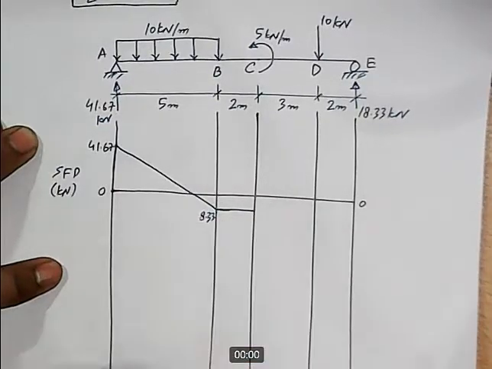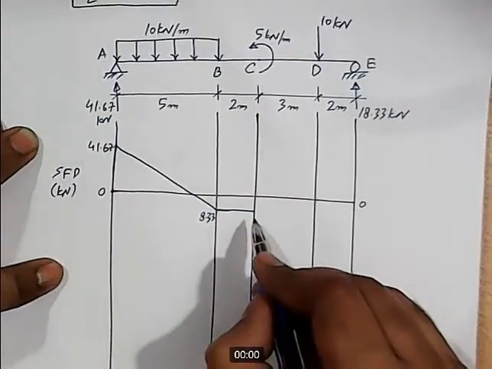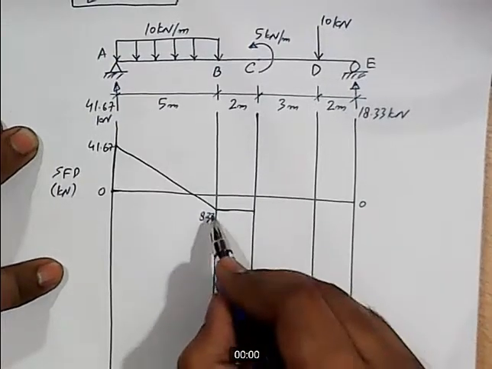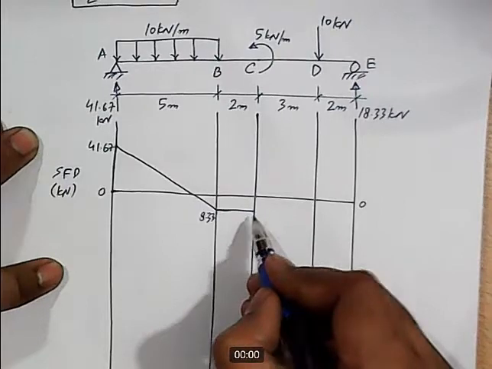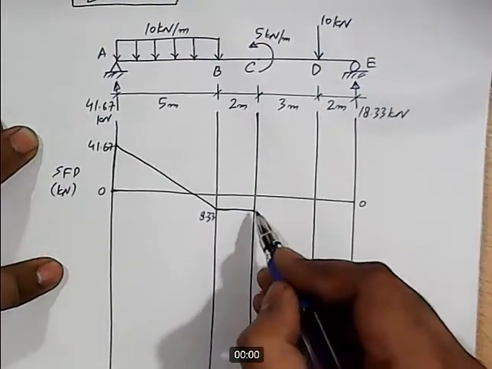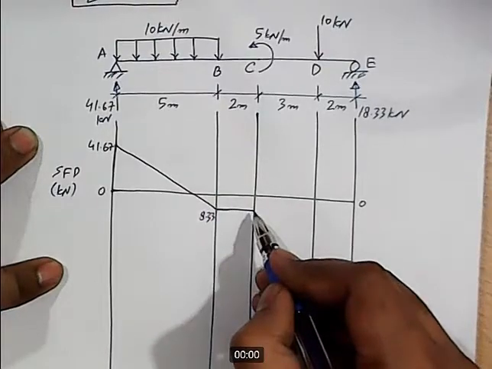Go straight, 8.33. Whenever you have a 0 degree line, it is not mandatory to write down the value at every point. You can see that's a straight line, a 0 degree line, so it's 8.33 here, it's understood to be 8.33 here. If you want, you can write it down, but it's not mandatory.